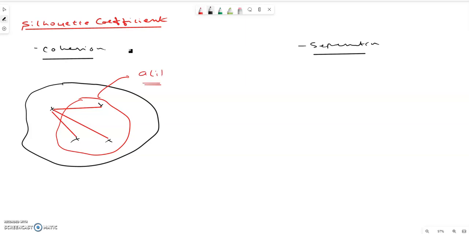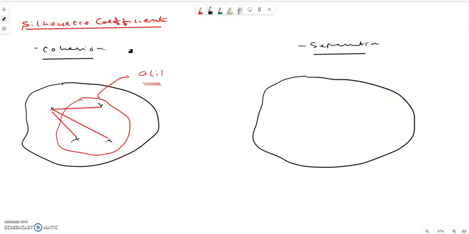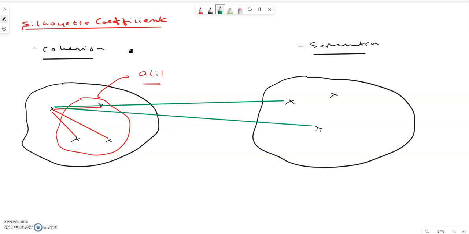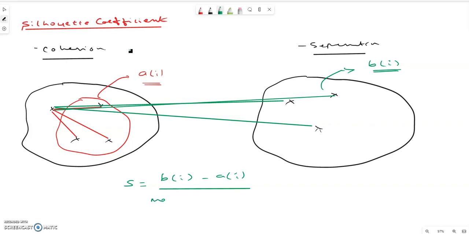Now let us talk about separation. Now if I have another cluster and my data points got scattered in this cluster, here I would like to find the distance from this point to these points in these clusters. Now the average distance of all these points will be given as b(i). My Silhouette coefficient equation will be now s = b(i) - a(i). So now I'm trying to normalize this equation by using a max function, that is max of b(i), a(i).